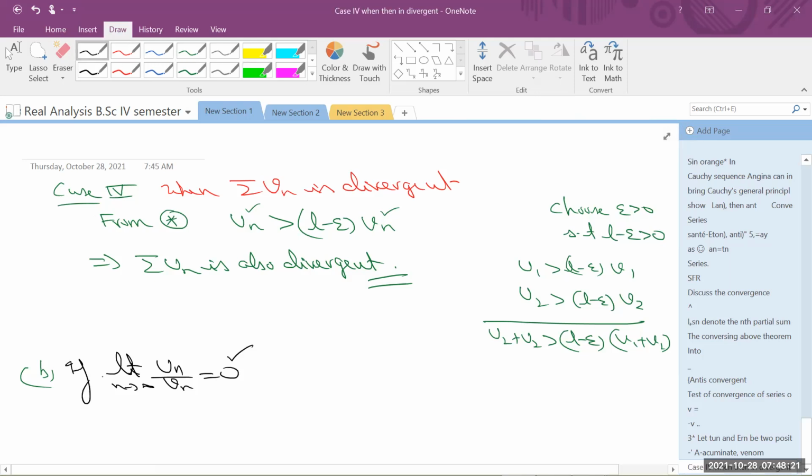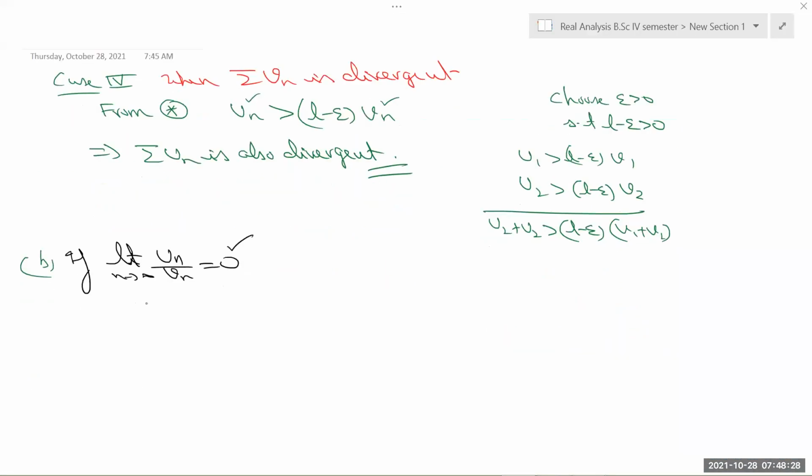See, if limit of this, then recall the epsilon delta definition of limit. So as per definition, I can write that whatever epsilon is given to us, because it is true for every epsilon, there must exist a positive integer, a natural number m, such that un upon vn minus 0 is less than epsilon for every n greater than m.